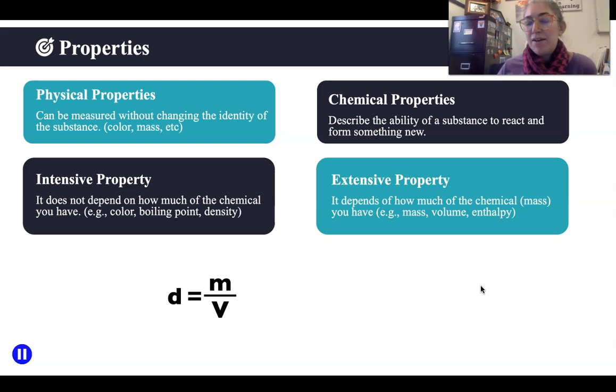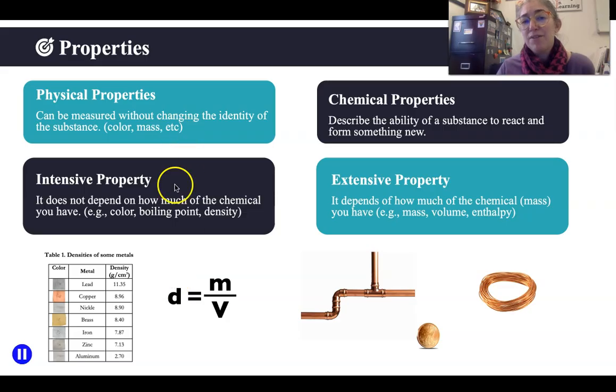Intensive properties are things that are sort of innate, if you will, to the substance and don't change depending on how much of that substance you have. Density is an example of an intensive property. It's also a physical property. It has to do with the mass and the volume, both of which are physical properties. We call it a derived property because it's mass divided by volume. And it doesn't matter how much copper material you have, it's always going to have the same density. That's an intensive property.